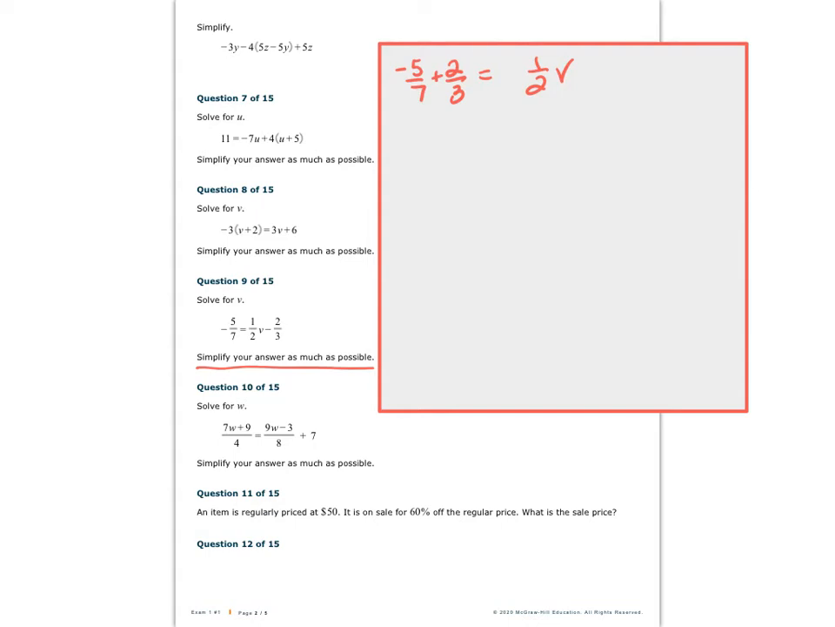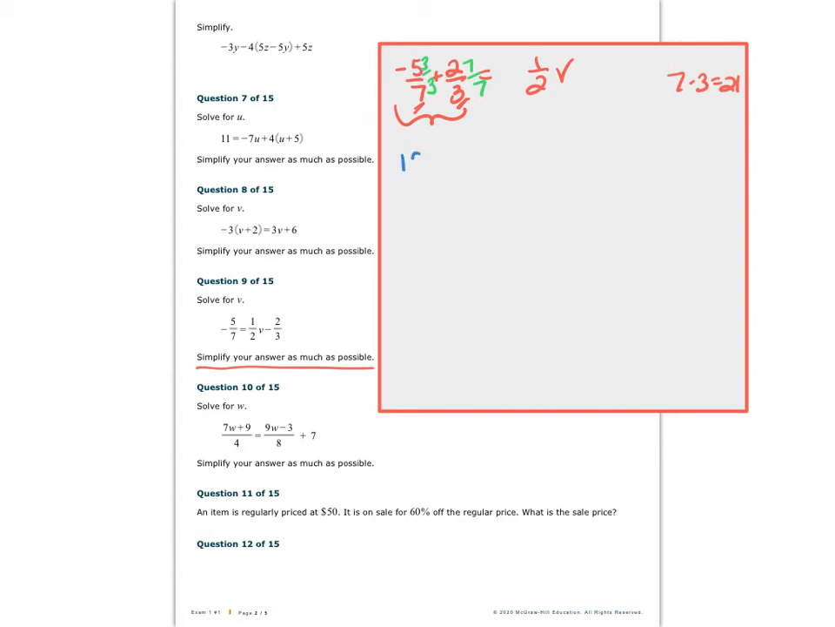Now, thinking back to the questions that we just worked with fractions, you need a common denominator in order to combine these fractions. So you have a 7 and a 3. I would just multiply them together, and that gives you 21. So that's going to be your common denominator. It actually is your least common denominator. So we're going to multiply the numerator and denominator of the first fraction by 3 over 3, and the second fraction by 7 over 7.